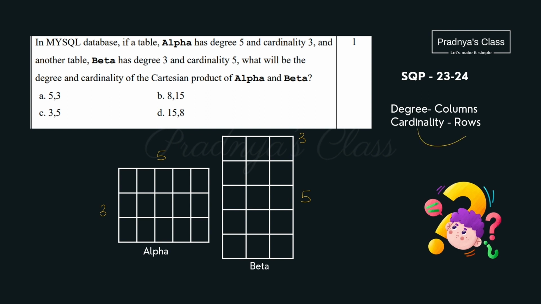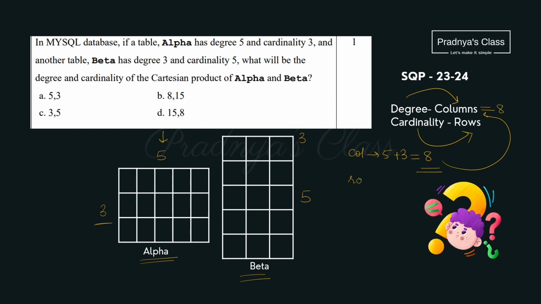You know cardinality means rows and degree are the columns. So according to the instruction, alpha has 3 rows and 5 columns, whereas beta has 5 rows and 3 columns. When we talk about columns, they will get added, 5 plus 3. So the total number of columns is 8. Columns are nothing but degree. We got degree, that is 8.